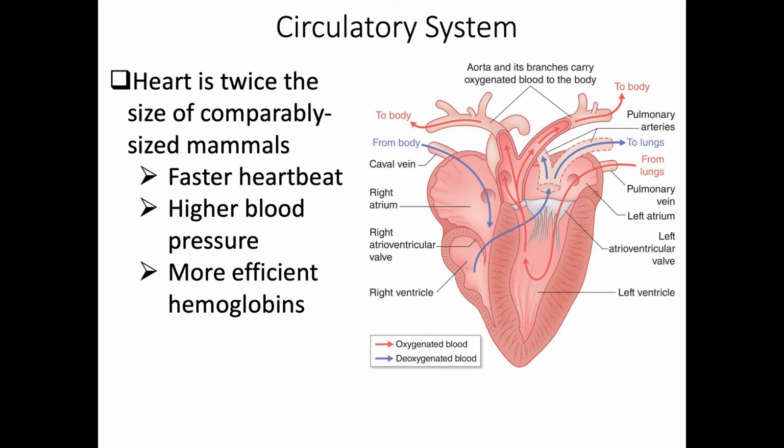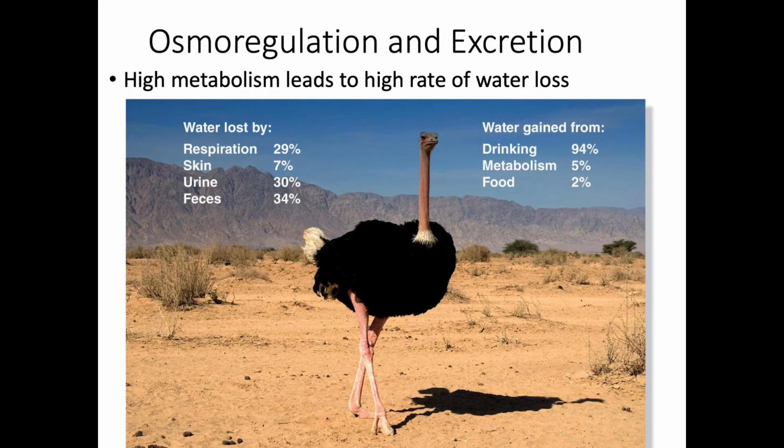It's a 4-chambered heart. One major difference, though, is when we have a left aortic arch, birds have a right aortic arch. Well, with high metabolism comes costs. And one of those costs is high rate of water loss. And here, if we just look at one species, an ostrich, living in a very dry environment, it's losing a lot of water, and about 1/3 of that loss is due to respiration.